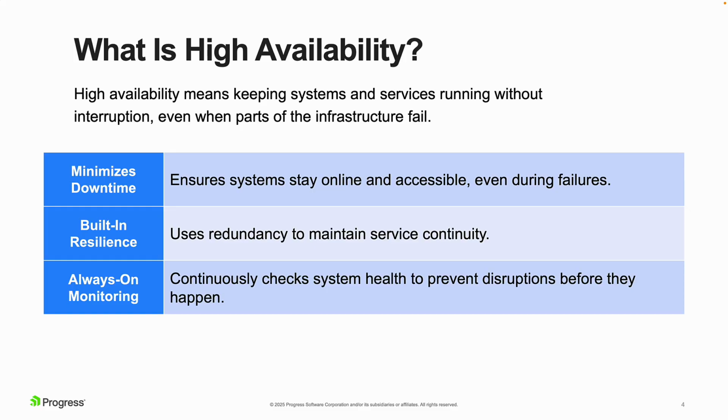I'm going to break down a few of the core principles of high availability. First up, we have the minimizing of downtime. High availability helps to ensure that systems and services remain accessible even when parts of the infrastructure fail. It's designed to keep operations running smoothly during hardware failures, network disruptions, or unexpected demand spikes. This minimizes the risk of outages and helps to maintain business continuity.